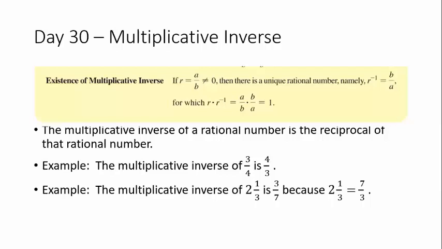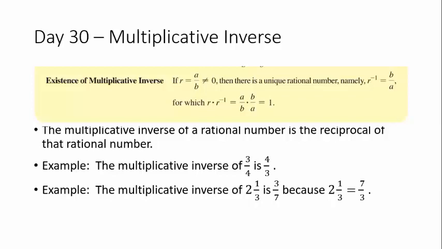In the integers, we do not have multiplicative inverses. In the rational numbers, we do. The multiplicative inverse of a rational number is the reciprocal of that rational number. You'll notice that you've got a fraction r defined to be a over b. The inverse, represented by r to the negative 1 power, is equal to b over a. When we multiply a rational number and its inverse, we get 1. We have some examples here.